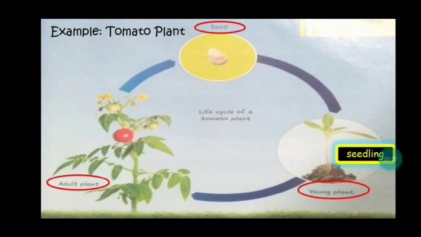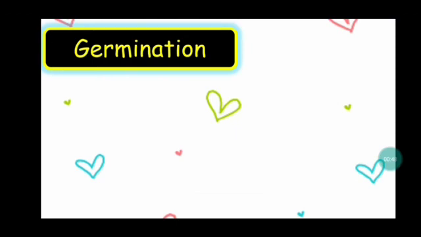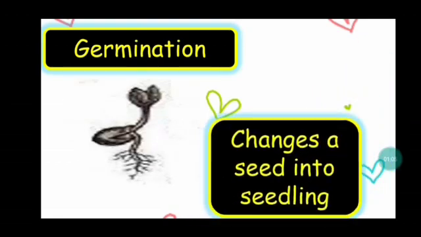Here teacher will explain to you when the seed becomes seedling, or young plant, we say that the process is germination. So I introduce you one process in the life cycle of plant that is called germination. In bahasa this is berkecambah. What is that, teacher? When the seed changes into seedling, we say that the process is germination.